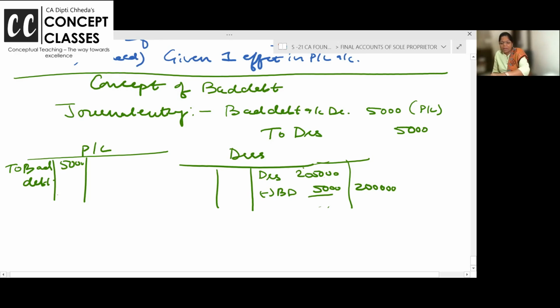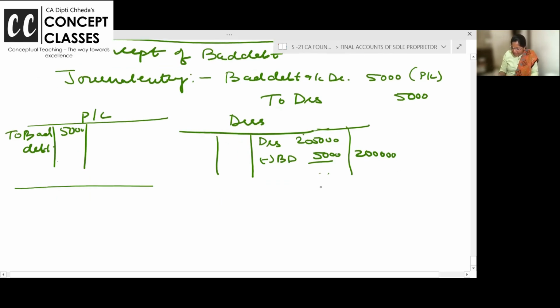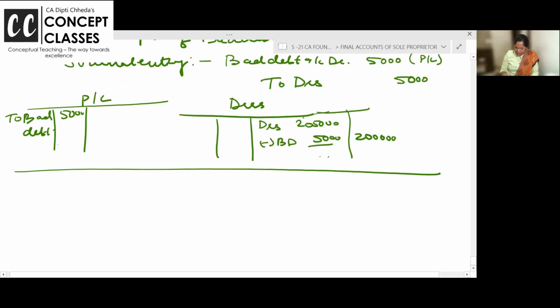How entries are passed when bad debt is recovered, that also I'll show you. At least for this we should write a very nice entry also. I don't know whether I have covered it here or not. Okay. Write down the next concept in the same problem, the same example: the concept of bad debt recovered.